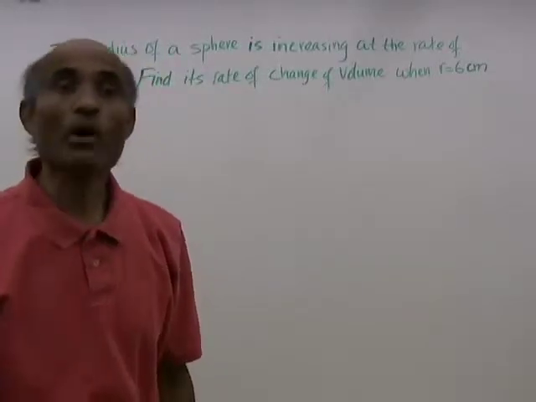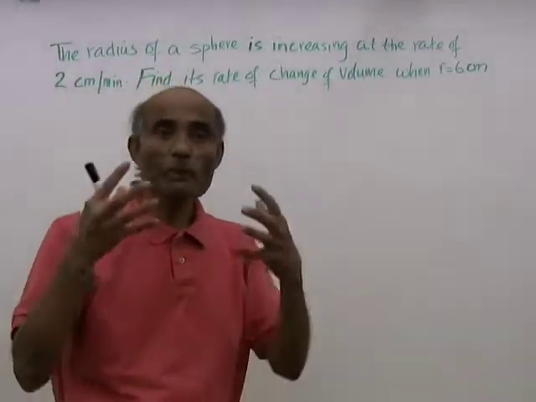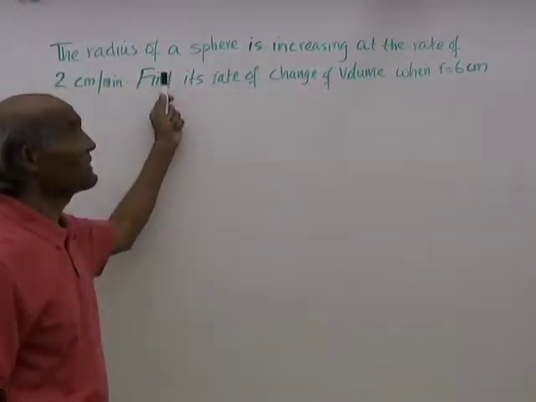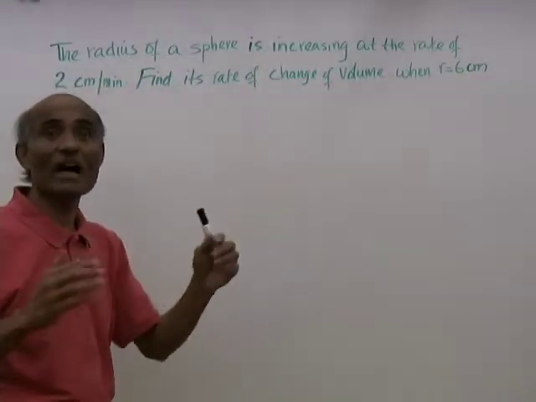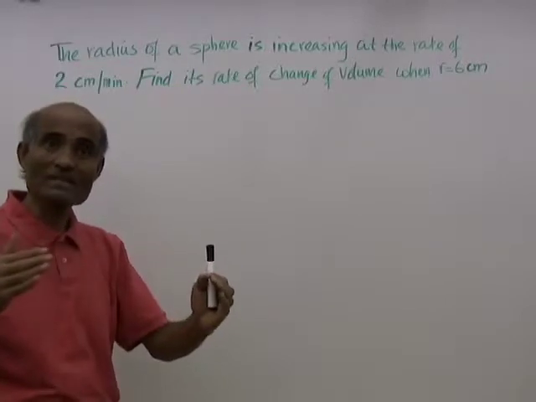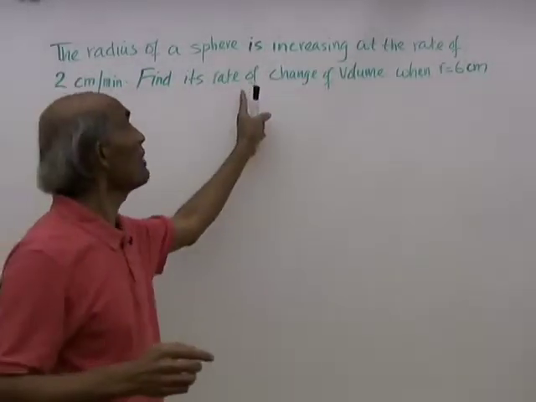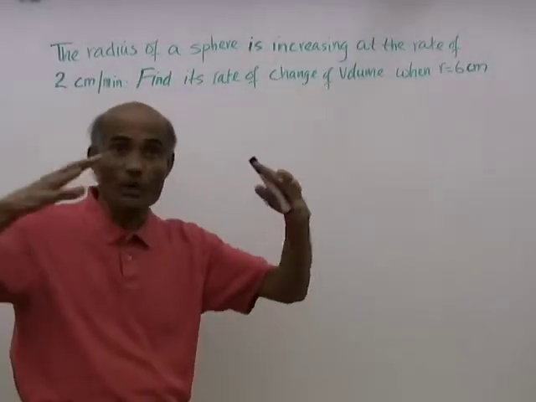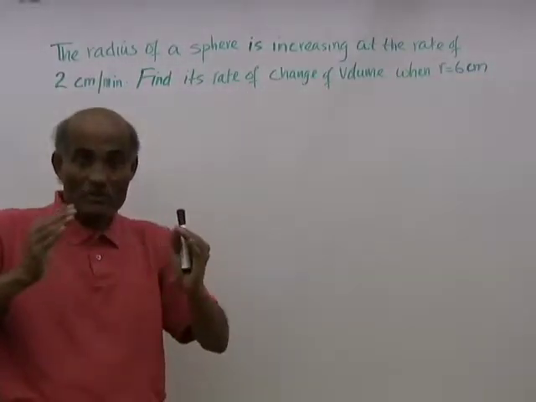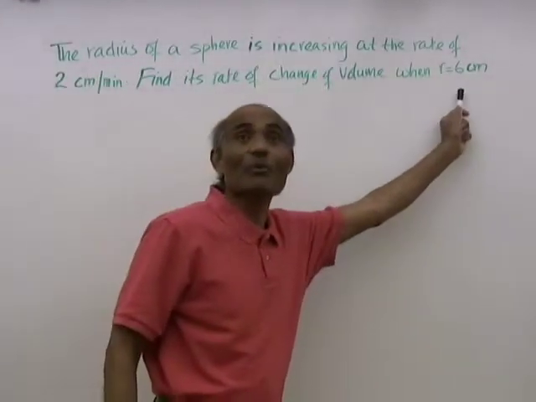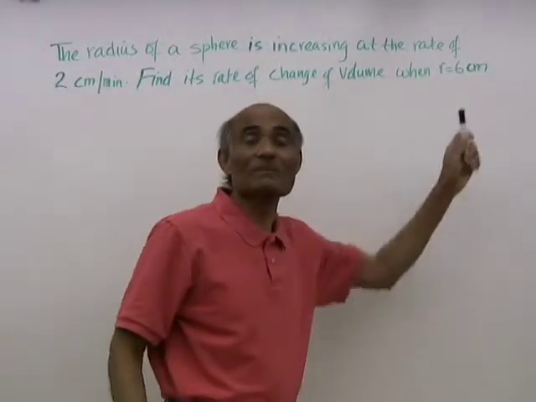When you read a problem, you need to form a picture of it in your mind. The radius of a sphere is increasing at the rate of 2 centimeter per minute. Find the rate of change of its volume. As the radius increases, the volume increases. At the instant when r equal to 6 centimeter.